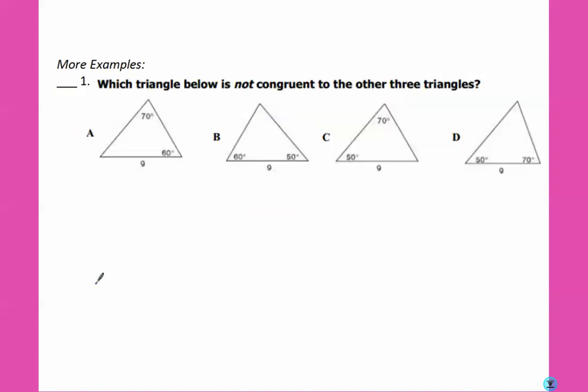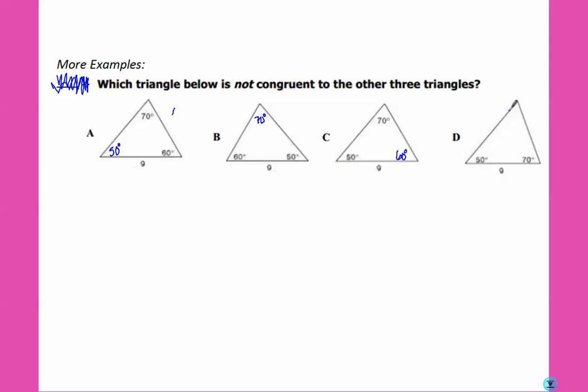Let's look at a couple other examples. You don't have that part in your packet. Which triangle below is not congruent to the other three triangles? Well, we know that the angles of a triangle always add up to 180. So I'm going to find the other angles that are missing in these triangles. 180 minus 70 minus 60 would give me 50. 180 minus 60 minus 50 would give me 70. 180 minus 70 and 50 would give me 60.